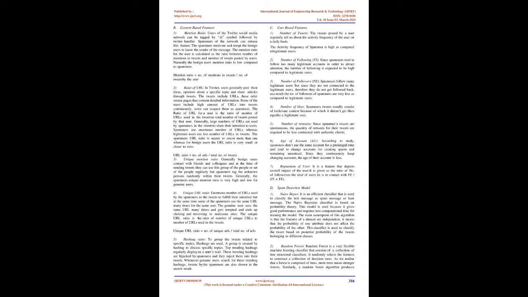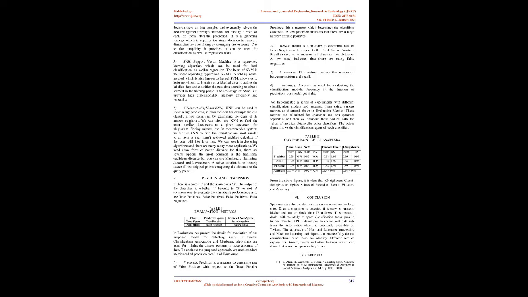Unique mention ratio. Generally benign users contact friends and colleagues, and at the time of sending tweets they use this group or set of people regularly, but spammers tag unknown persons randomly within their tweets. Generally, the spammer's unique mention ratio is very high and low for genuine users.